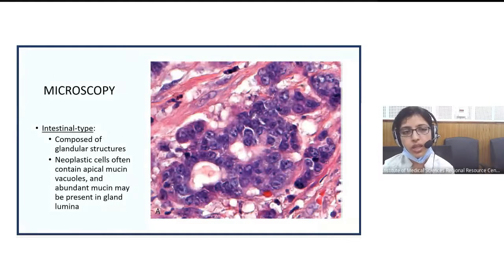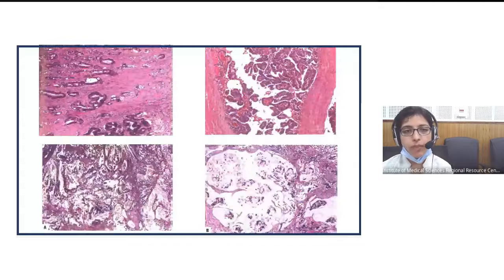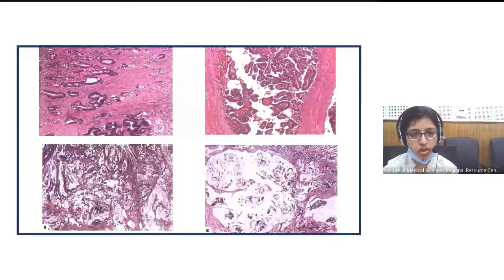Coming to the microscopy, in the intestinal type of gastric cancers, these tumor cells form glands. So we see glandular structures in intestinal type. And these gland cells can contain apical mucin, and the lumen of the glands shows abundant mucin. Apart from this, other patterns include the tubular pattern, where we have tubular glands. Then we also have a papillary pattern. Then there can be mucinous adenocarcinomas as well, where a lot of extracellular mucin is being secreted.